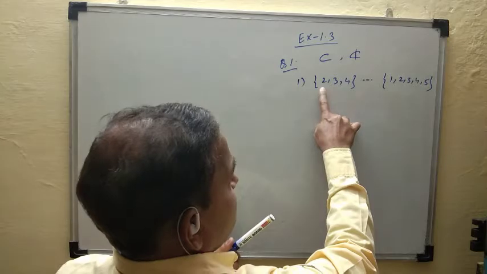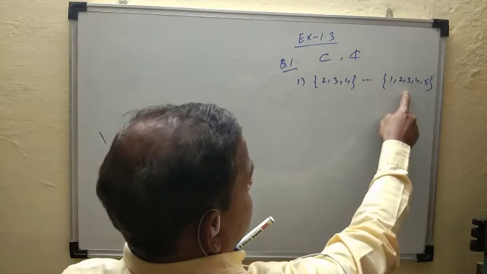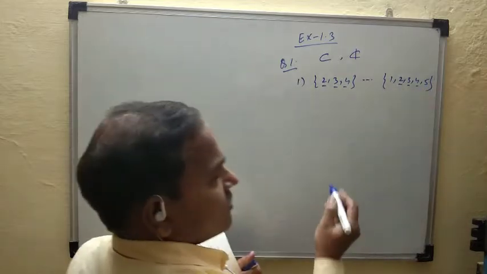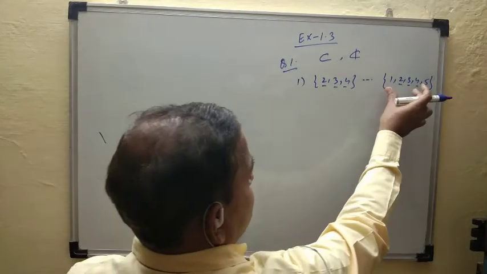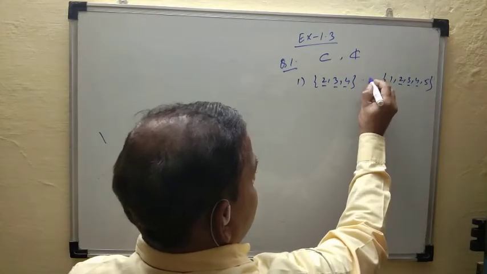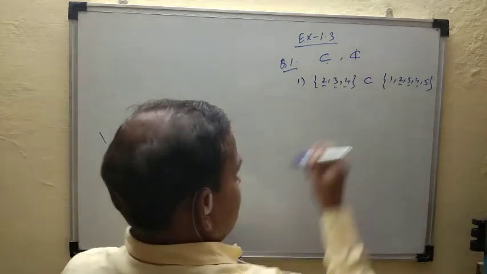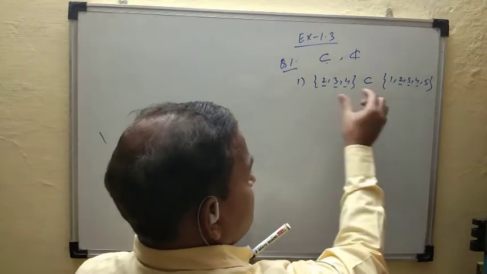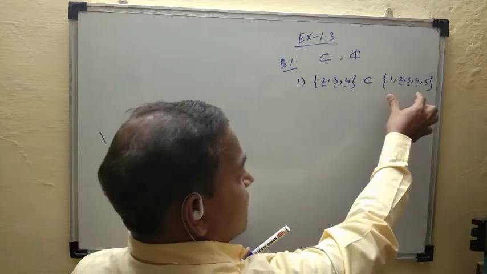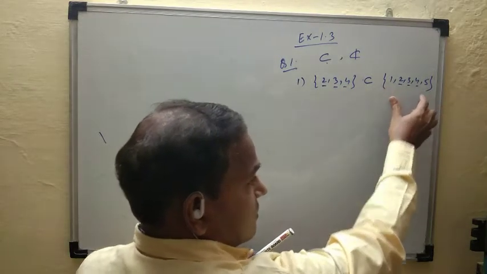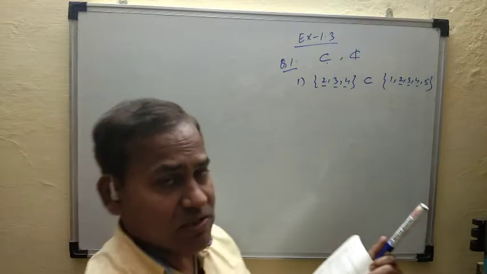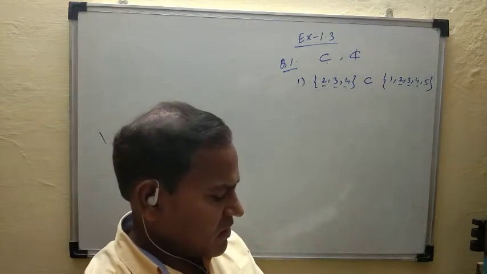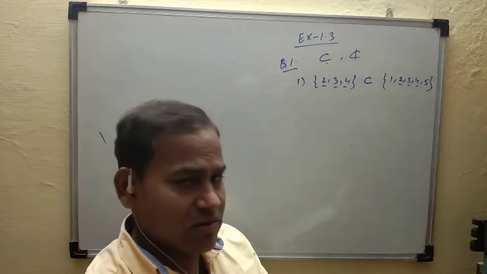Since each element 2, 3, 4 belongs in this set, so this set is a subset of that. So here write this subset symbol. If every element of this set belongs in that set, then this is a subset of the other set. In previous classes I discussed subsets. So next, second: {A, B, C} and {B, C, D}, second is not a subset.